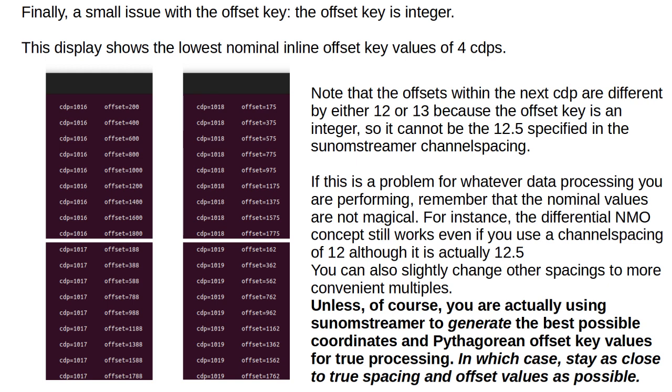The offset key is integer, therefore it cannot hold a value like 12.5. This may be a problem in some situations. But remember that nominal geometry is not actually true geometry. Nominal geometry is already an approximation, so sometimes you might want to use slightly different values for that approximation.